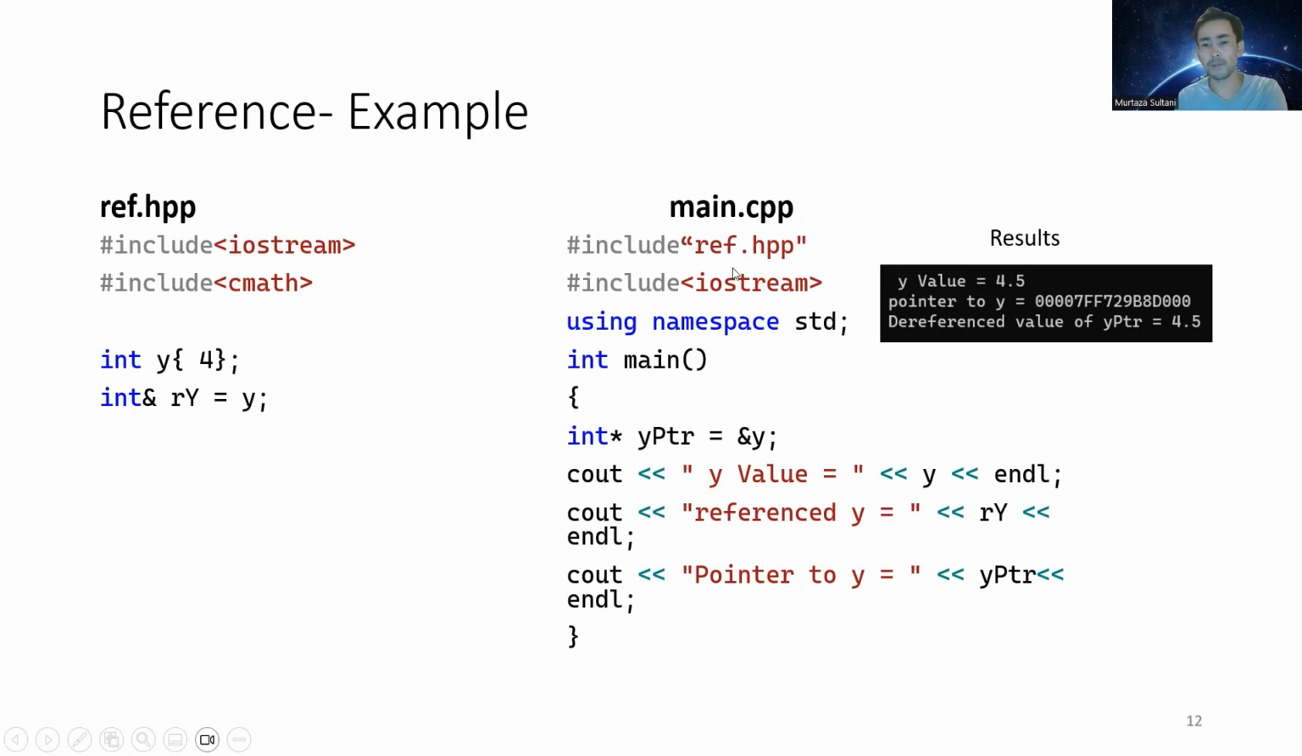Here, in fact, ry stands as an alternative name for y. In the C++ file, we include ref.hpp and iostream. Then, using the namespace std, we execute the cout functions to show the y value, the reference to y value, and the pointer to y.